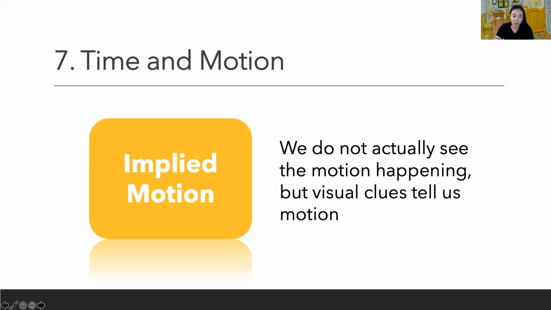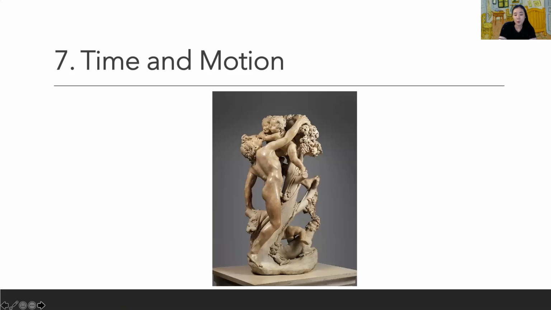So let me show you an example of implied motion in a work of art. This is a marble sculpture by Gian Lorenzo Bernini, a Baroque artist in the 17th century. There is no actual movement in this masterpiece, but the figures' poses are so dynamic and theatrical that we could feel we are in the middle of the action. So that is implied motion.